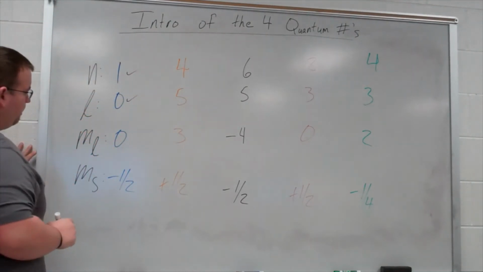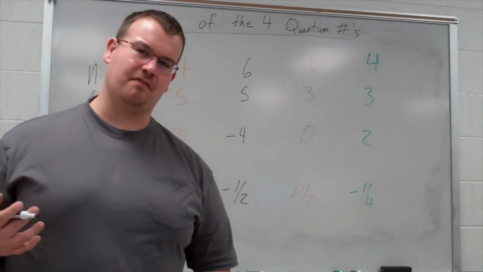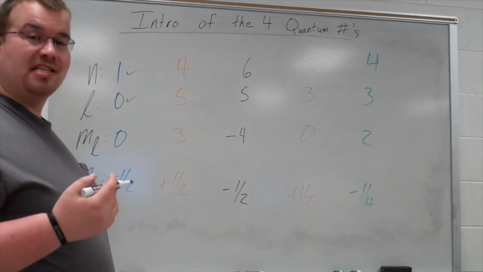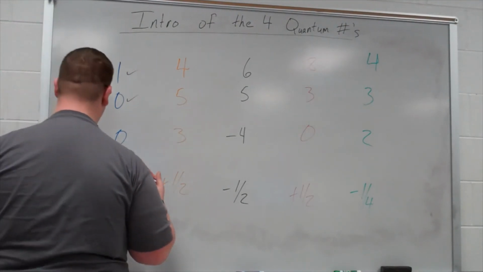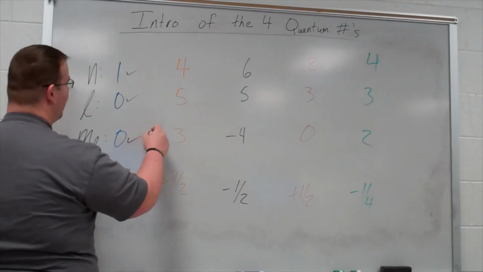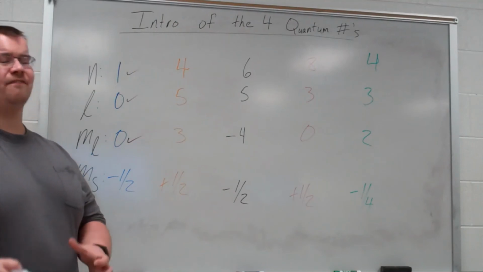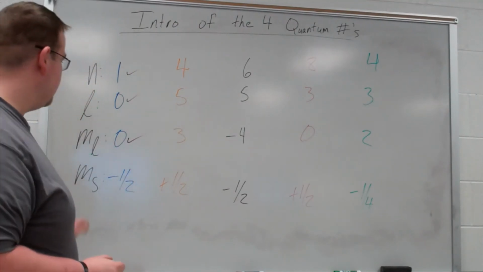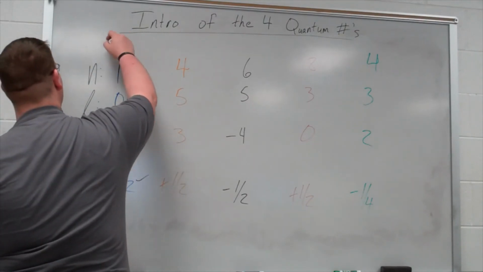M sub L can only be from negative L to positive L. So what's L? L is 0. That means it can only be 0, so it can be that. The spin quantum number can only be plus 1/2 or negative 1/2. This is negative 1/2, so it's good. This set of numbers can exist.